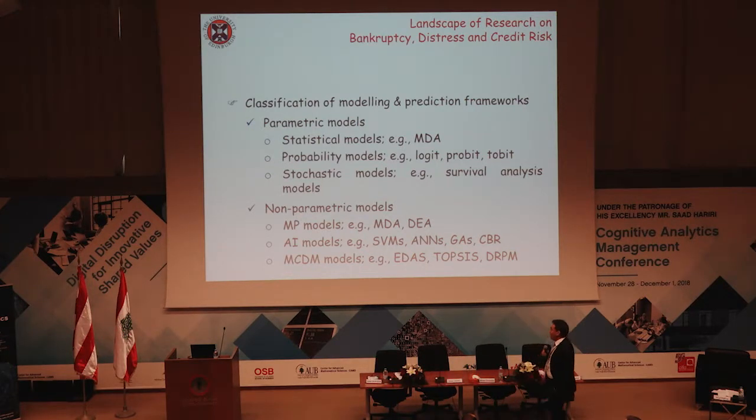So in terms of parametric models, we have the usual ones we are all familiar with. Statistical models such as multivariate discriminant analysis. We have probability models such as logit, probit, and so on. And then we have stochastic models such as survival analysis models, the hazard models, for example. And then in terms of non-parametric models, we have mathematical programming-based ones, such as the mathematical programming version of multivariate discriminant analysis. We have data envelopment analysis. And in terms of artificial intelligence models, we have artificial neural networks, support vector machines, genetic algorithms, case-based reasoning, and so on and so forth.